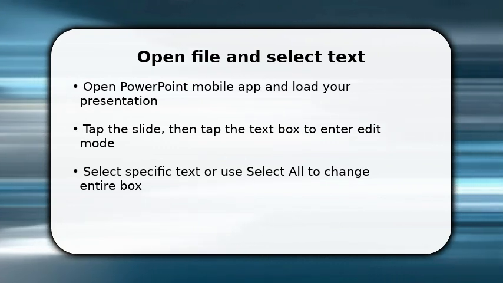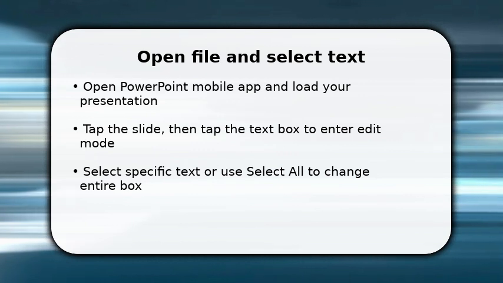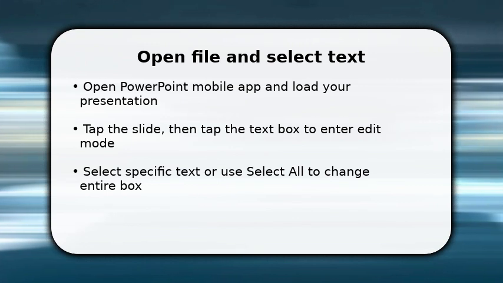Next, select the specific text you want to enlarge or choose select all if you want the whole text box changed. Once done, look for the floating format toolbar above the keyboard or at the top. This is where font size controls appear and where you'll continue the process.